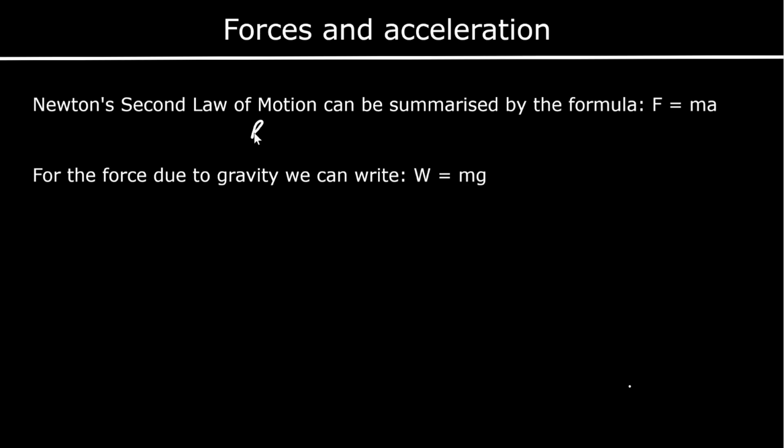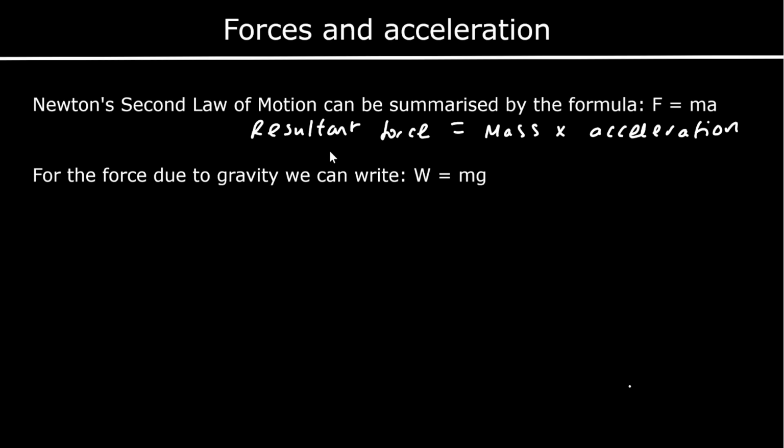So the resultant force, the overall force, is equal to mass times acceleration. So if there's no overall force, if it's in equilibrium, there will be no acceleration. Acceleration will be zero. If there is an overall force, there will be an acceleration. Resultant force is mass times acceleration.